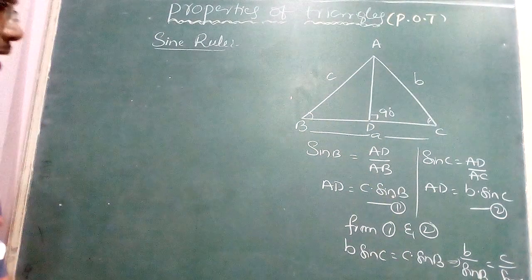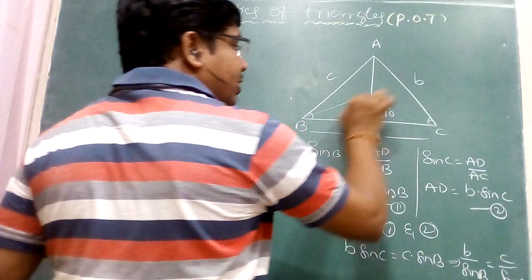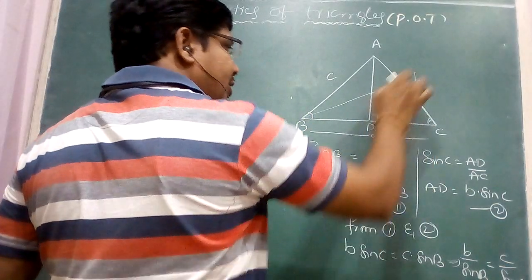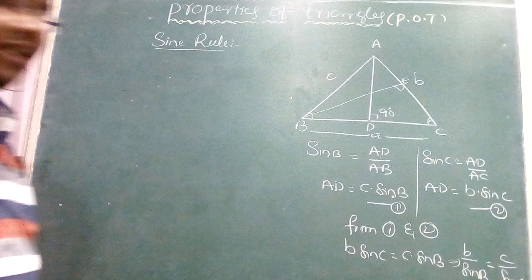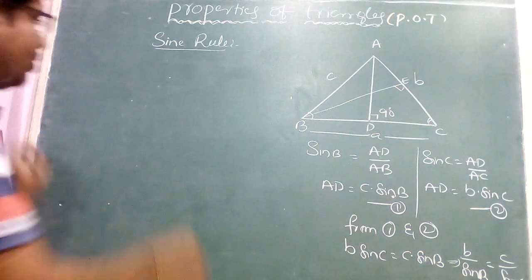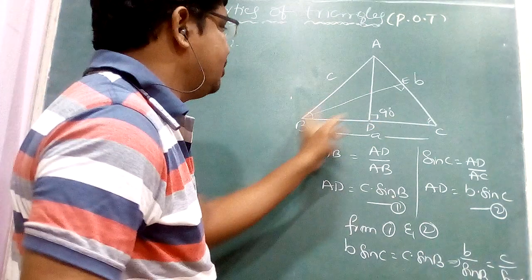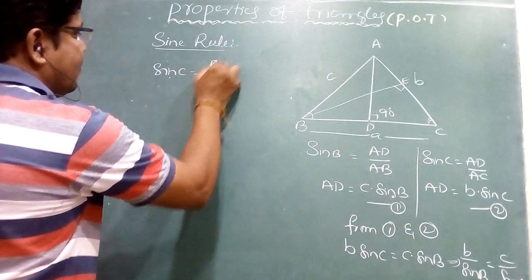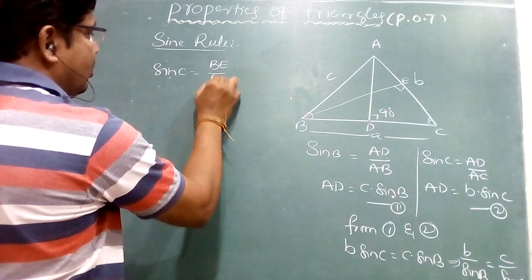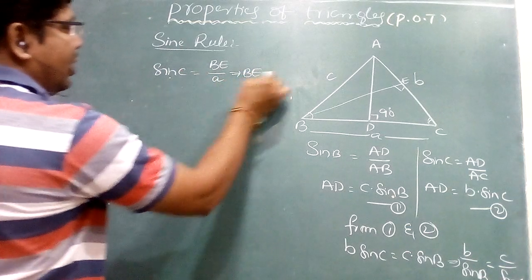Again, draw a perpendicular from B to the opposite side, that is BE. Already I am writing here: BE perpendicular to AC. Again, I am taking this triangle. In this triangle, sine C is equal to the opposite side BE by the hypotenuse, this one, which is small a. From this, BE is equal to small a into sine C.